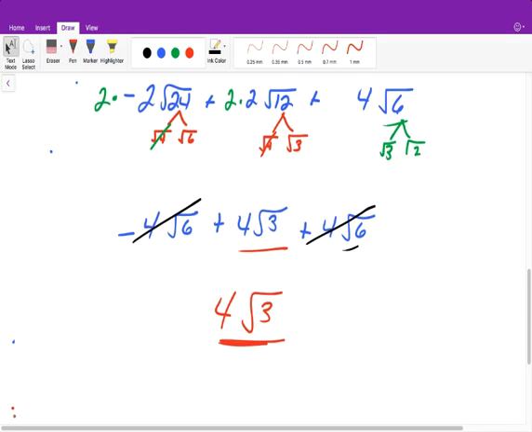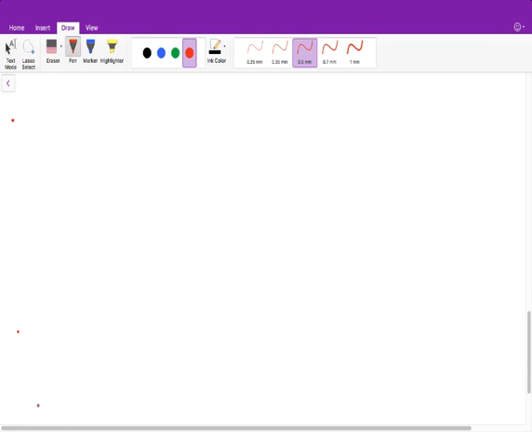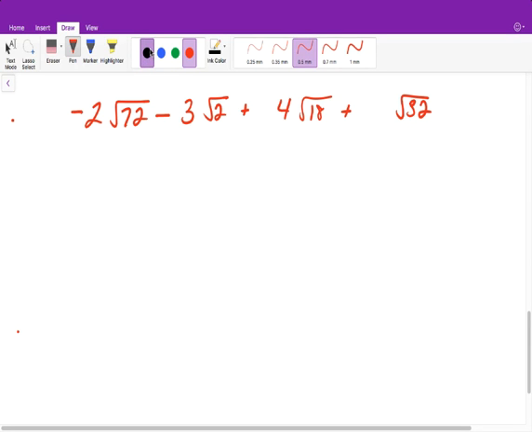All right, and then the last one that we had for this section was negative 2 times the square root of 72 minus 3 times the square root of 2 plus 4 times the square root of 18 plus the square root of 32. So once again, we need to reduce all the ones that we can. Well, 72 is the same as 36 times 2. And the square root of 36 is 6, so I can multiply that out front.